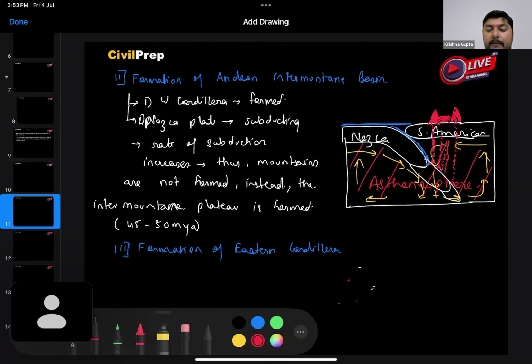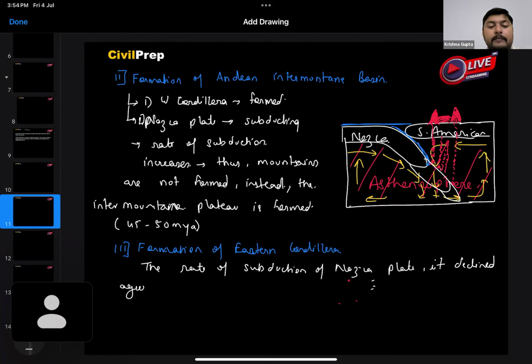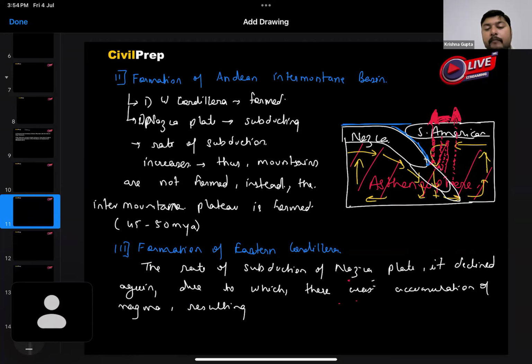Okay. So here we'll be seeing that the rate of subduction of the plate, or Nazca plate, declined again, due to which there was accumulation of magma, resulting in the formation of the Eastern Cordillera.